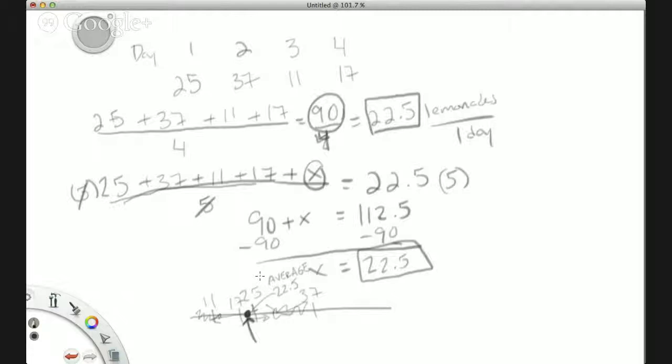I hope that helps. That is pretty much as hard as the ACT can test you on averages.